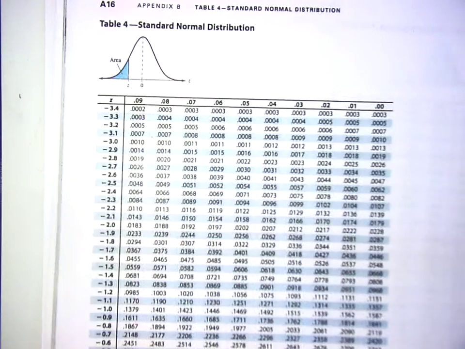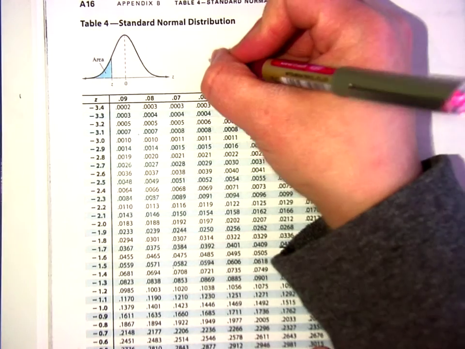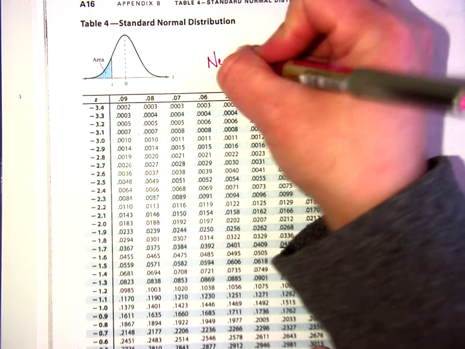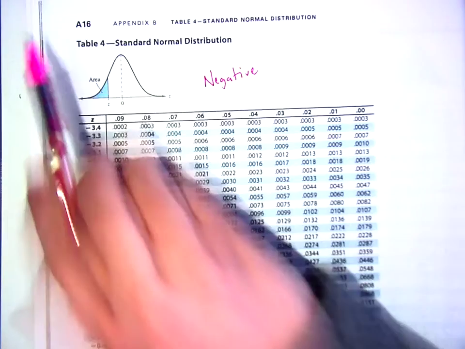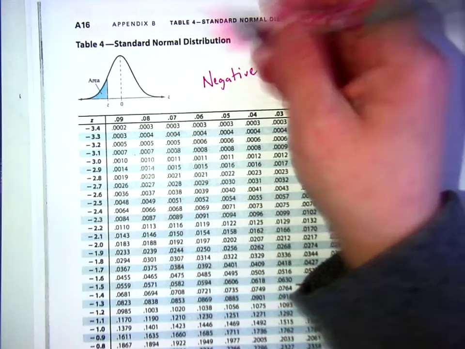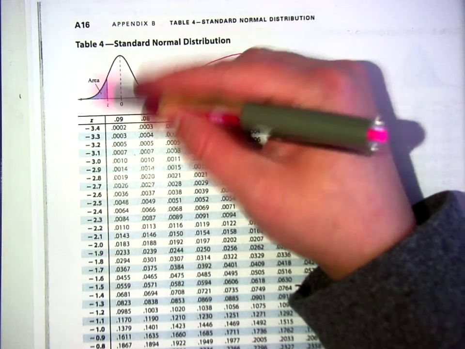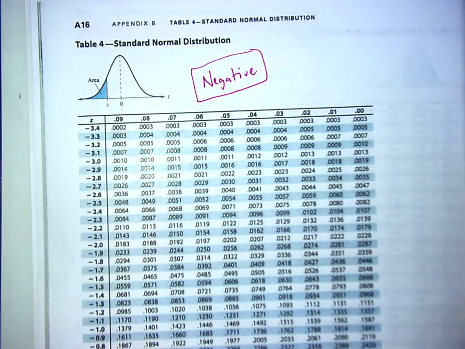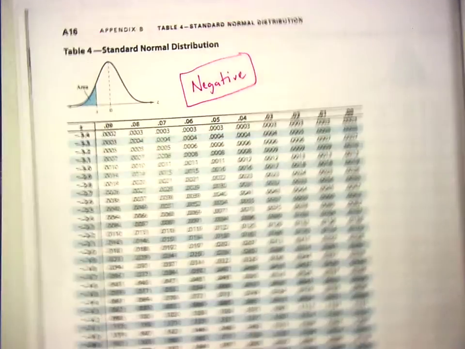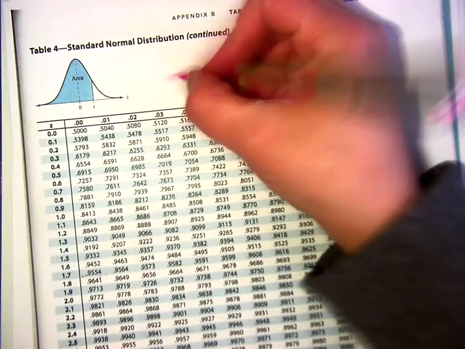On this side is all of the negative. If you want to write on the A16 side, this is the negative scores. That's on the left side. The negative z-scores on the left. And A17 is the positive side.